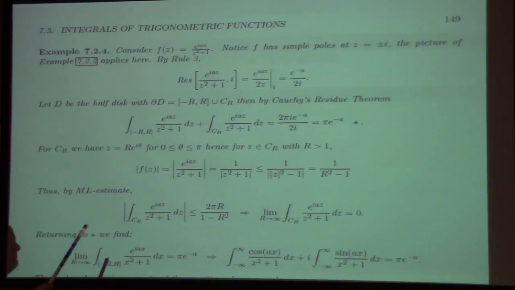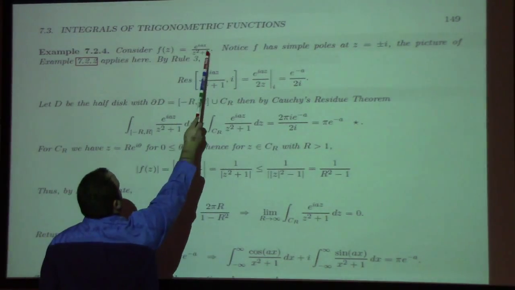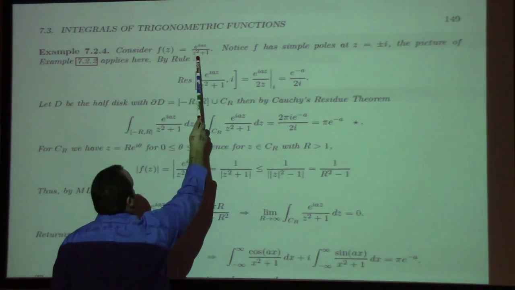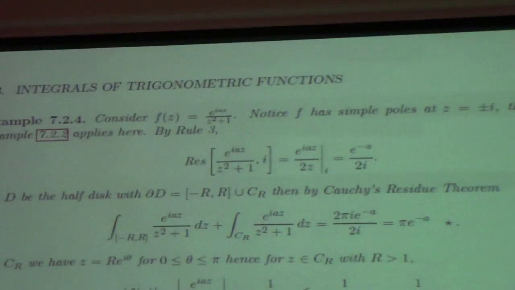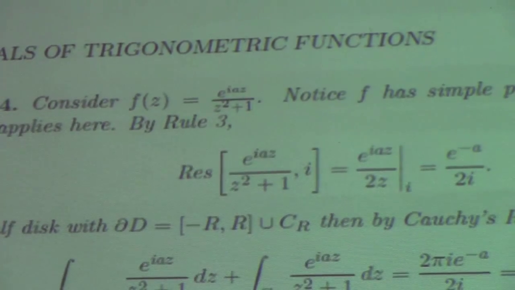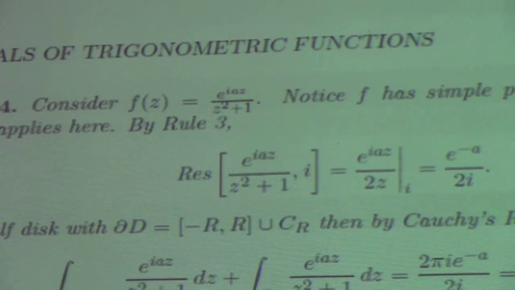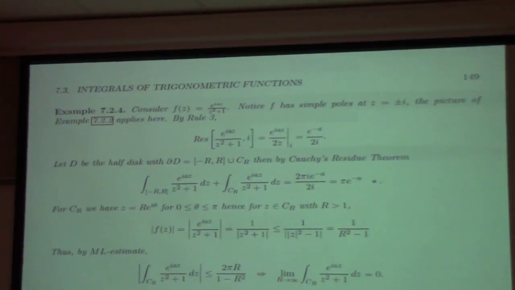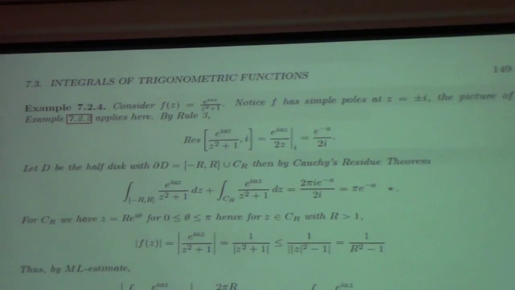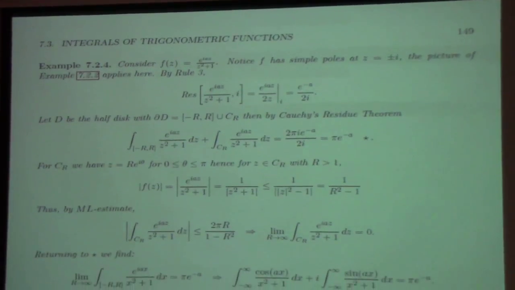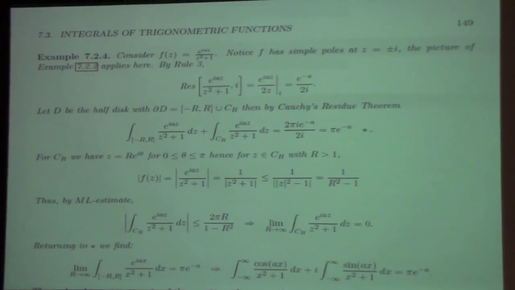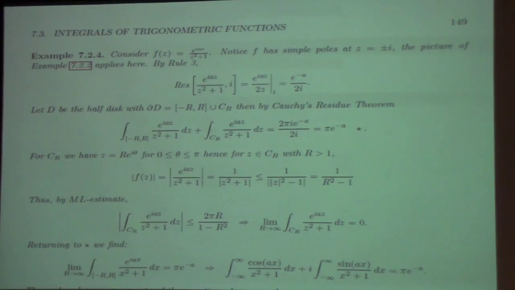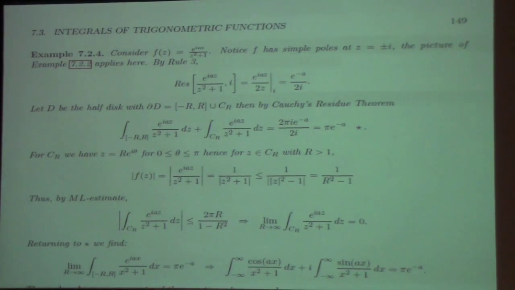Okay, so this function, e to the iaz over z squared plus 1, if you restrict that to the real axis, on the one hand it gives you cosine ax over x squared plus 1, but it also gives you i times sine ax over x squared plus 1. So it'll pick up the integral of sine and cosine divided by x squared plus 1 if we study the contour integral over that half circle going to infinity.